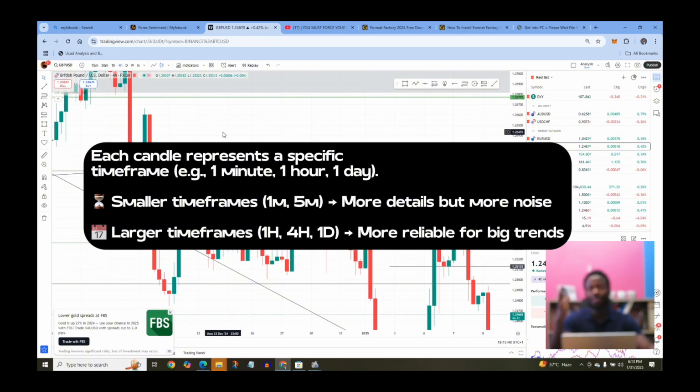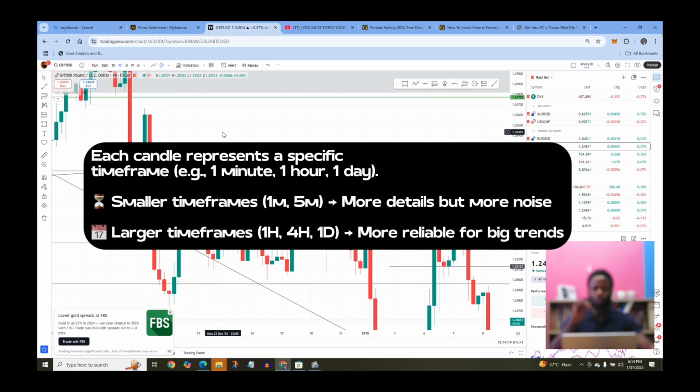So a smaller time frame like 1 minute or 5 minutes could show more details, but there's a lot of noise going on in lower time frames. While on higher time frames we have 1 hour, 4 hour, 1 day. These ones establish trend, because whatever happens on the bigger time frame is usually the most important thing going on. While the smaller time frame can also indicate some signs, you want to trust the higher time frame more.